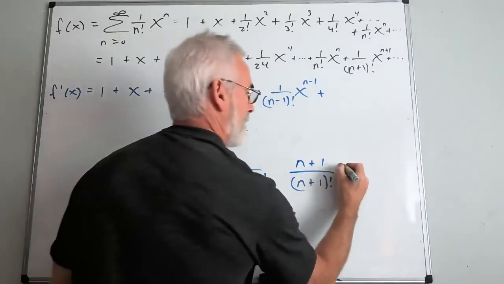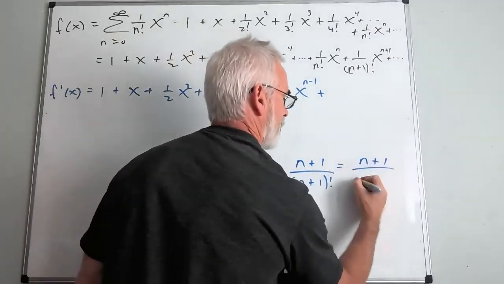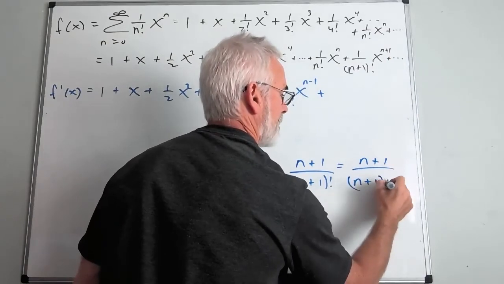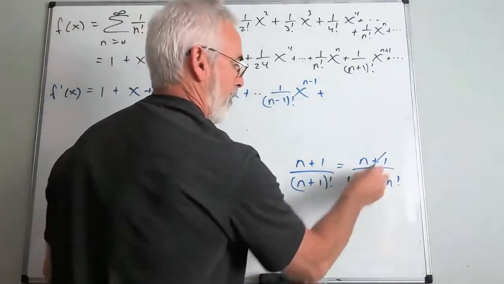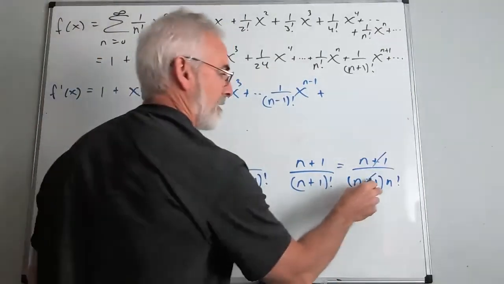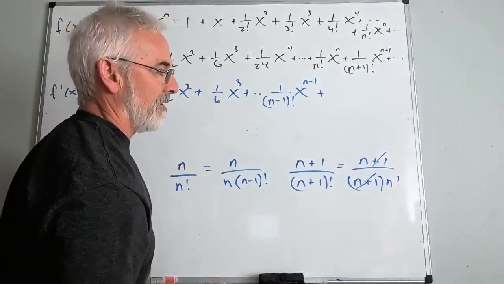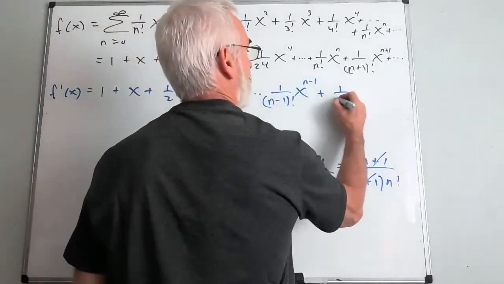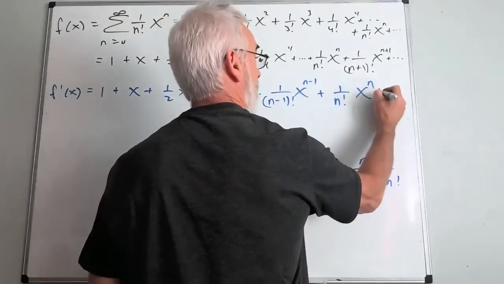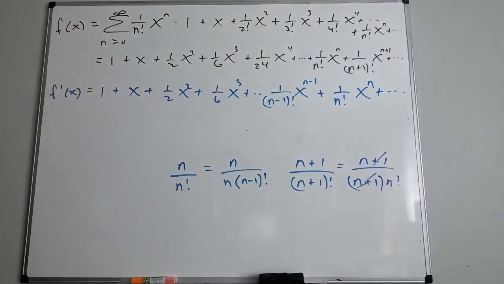That would be n plus 1 over n plus 1 times n factorial, would it not? And what would that be? 1 over n factorial. It'd be 1 over n factorial x to the n. Okay, this is all rather exciting and interesting.